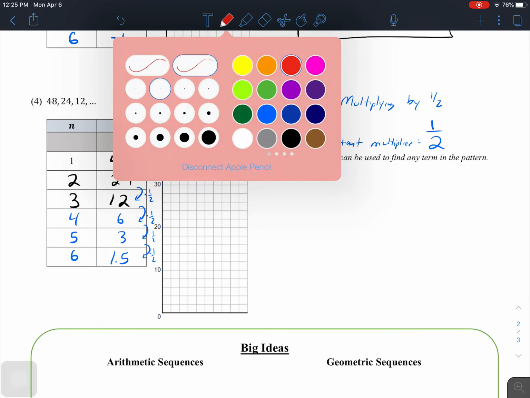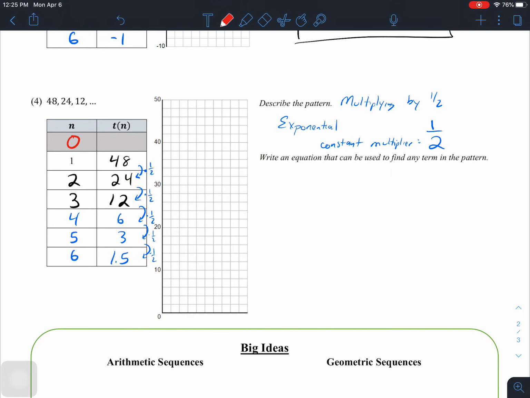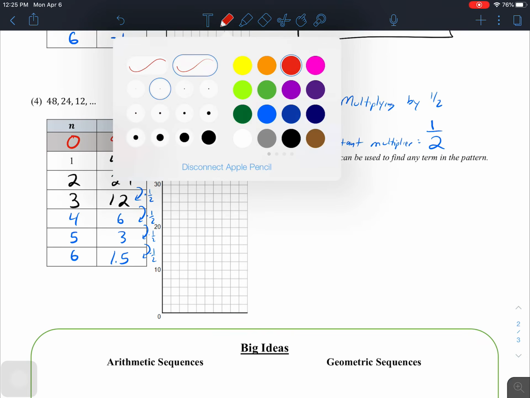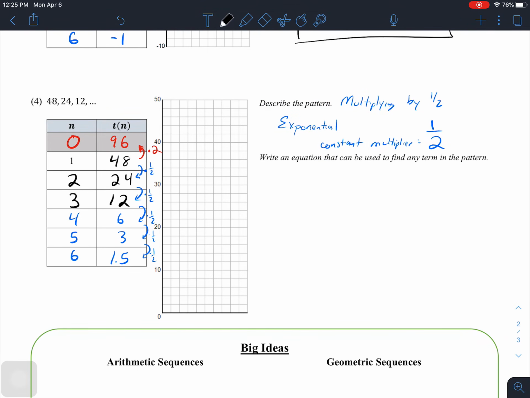So if I'm looking at this, can I find my zero term? Well, if I'm multiplying by 1/2 to go one direction, then I'm going to multiply by 2 to go the other direction. And so that would make this 96. So it looks like we're going by 2's again on this. So at 1, I'm at 48. At 2, I'm at 24. At 3, I'm at 12. At 4, I'm at 6. 5, 3. And then here 1.5. You do see it looks like it's decaying, looks like it's getting smaller on it.